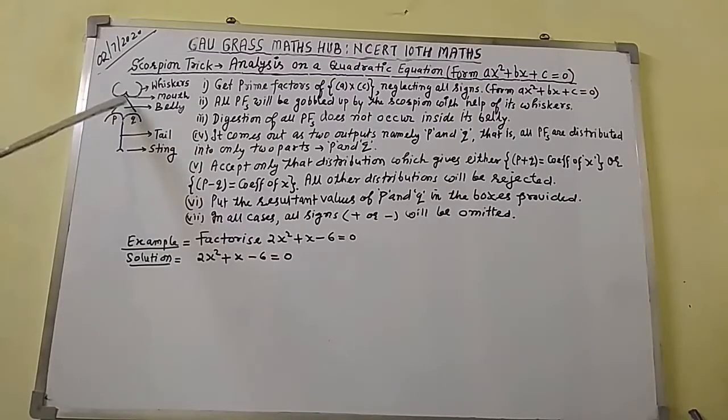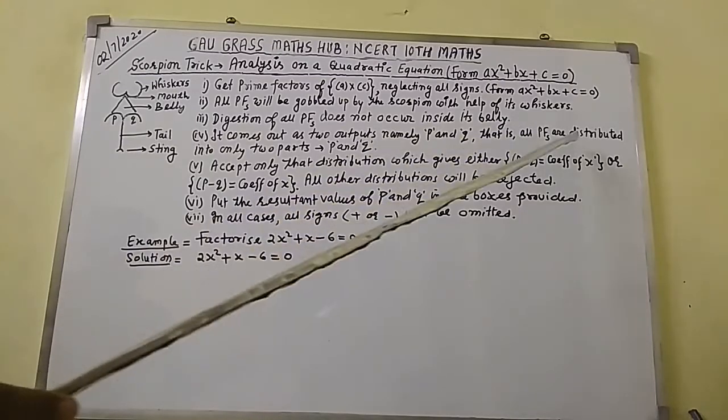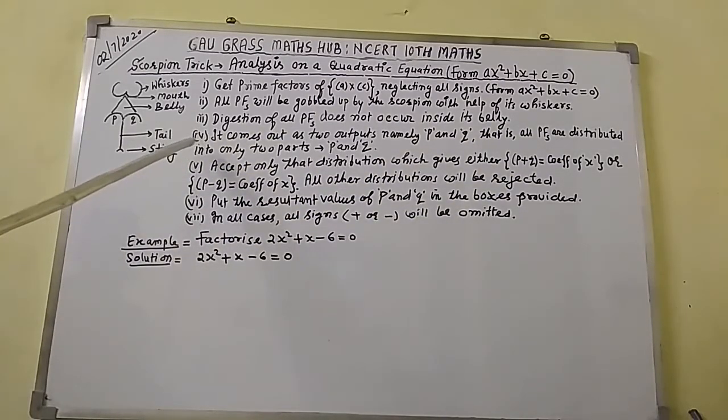There in the belly all PFs have not been digested, and all these PFs have come out as two parts, P and Q. This means that all PFs are distributed into only two parts, P and Q.